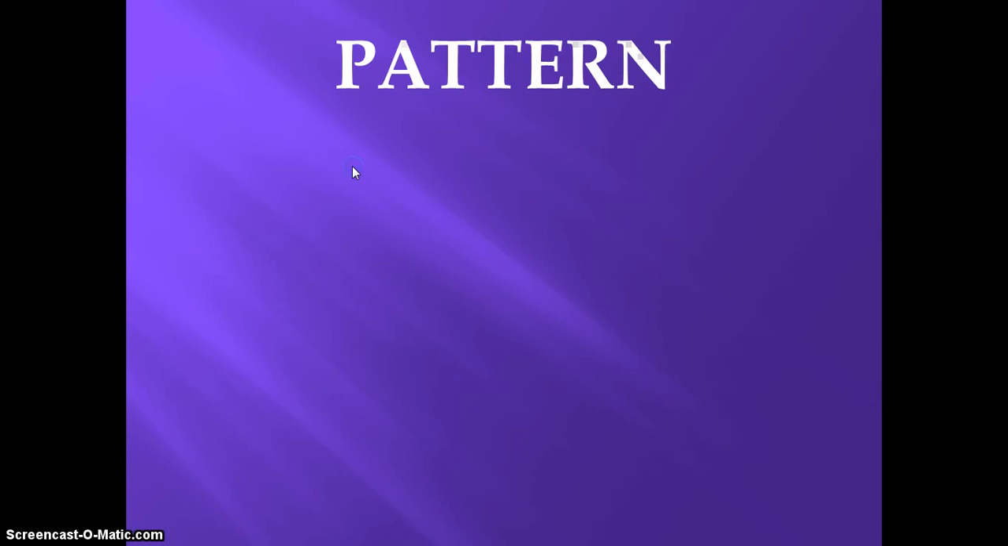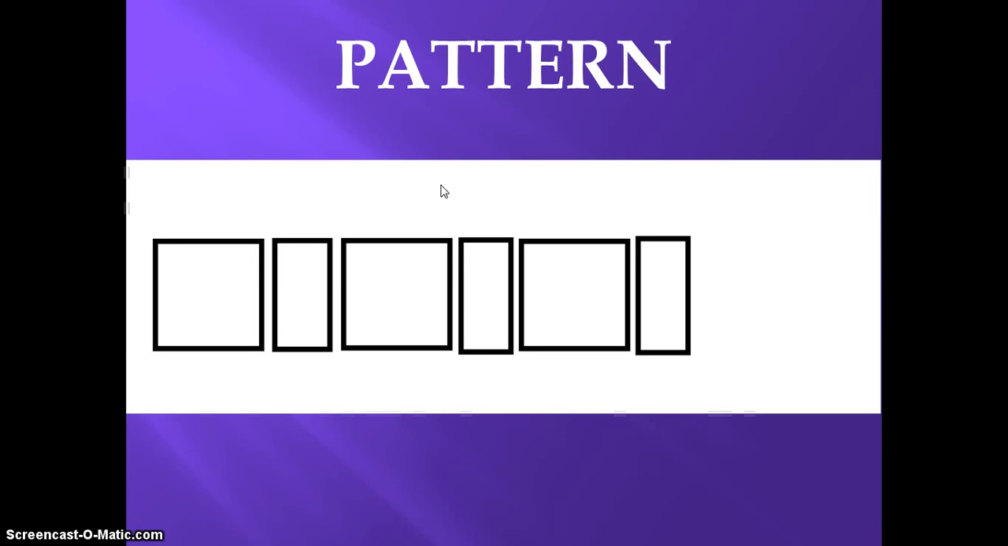Now we're going to move on. We're going to move on to something different. We're going to move on to pattern. That's what this says. This says pattern. Now a pattern is something that repeats. It lets us know that it's going to be the same later on. So it repeats. So it's a pattern. So we have a square and a rectangle, and then a square and a rectangle, and then a square and a rectangle. So it repeats.